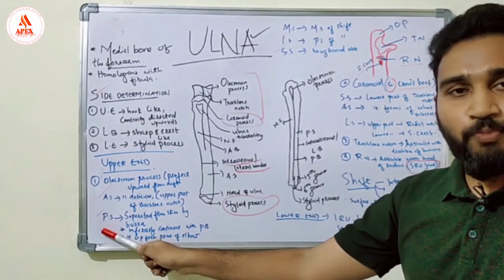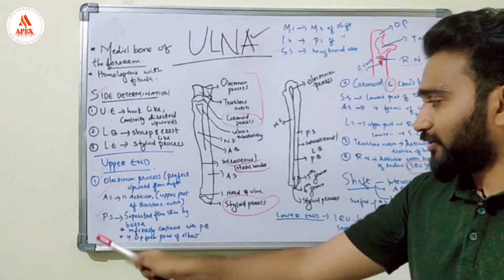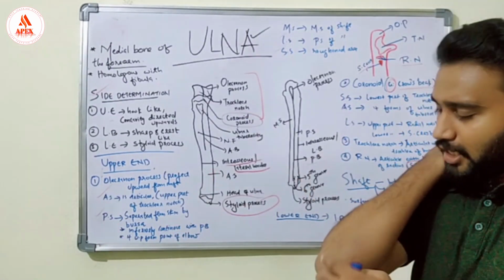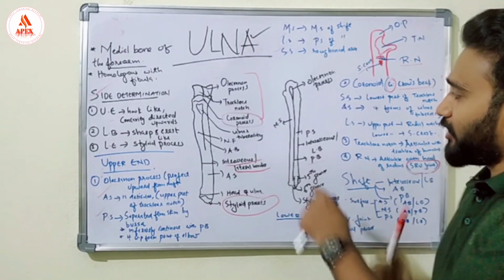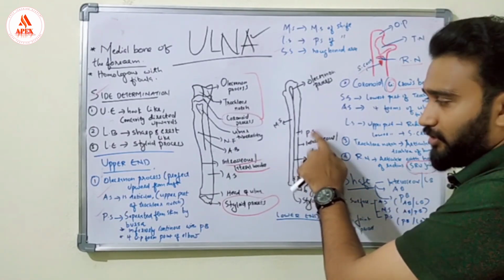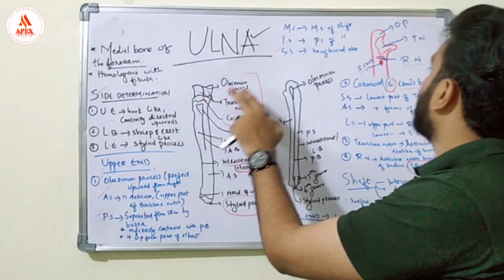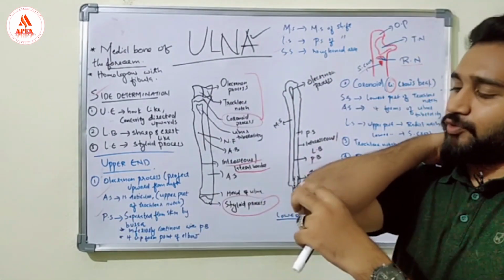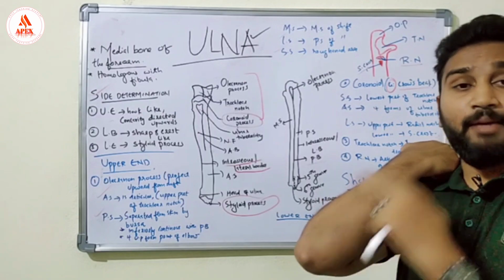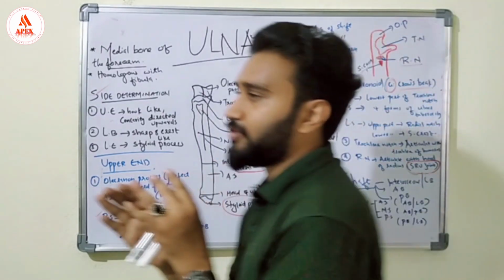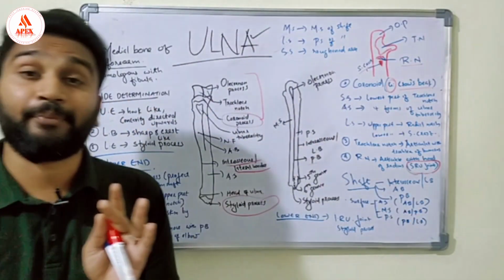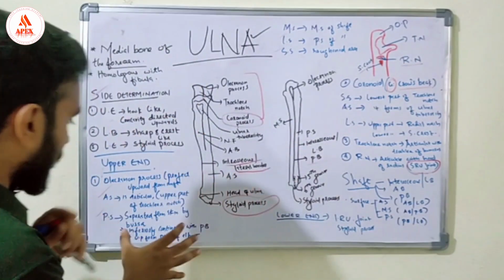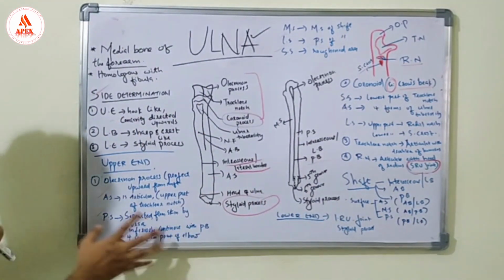And the second one is the posterior surface. See, this is the posterior surface. The posterior surface, we want to understand that. The posterior surface of the olecranon process is separated from the skin by a bursa.